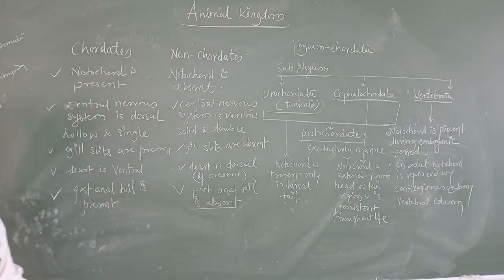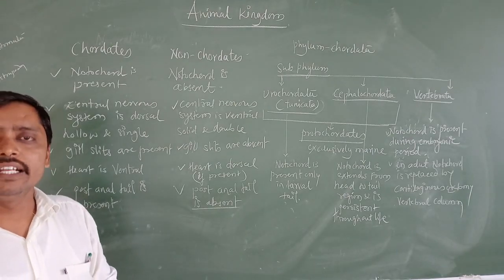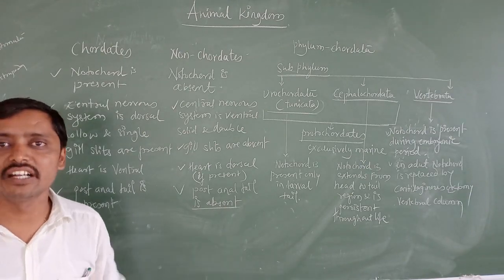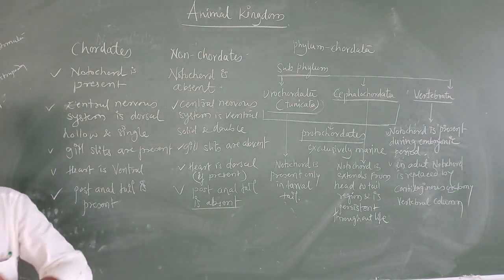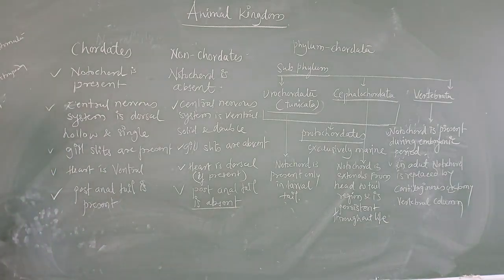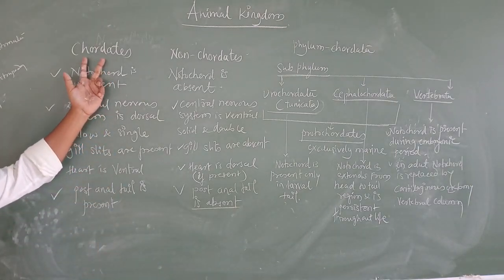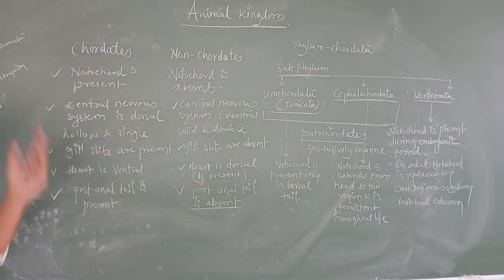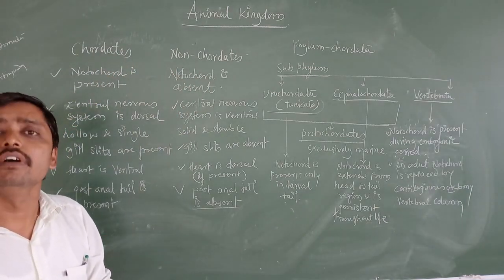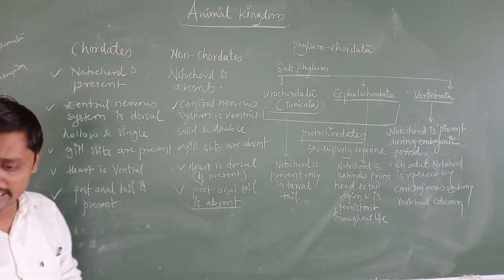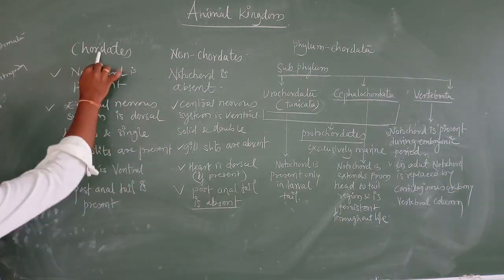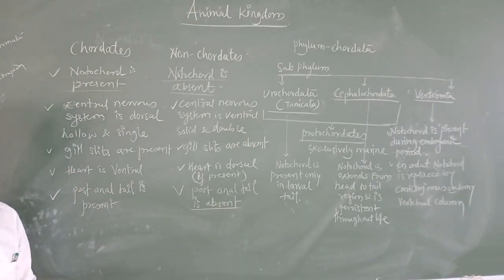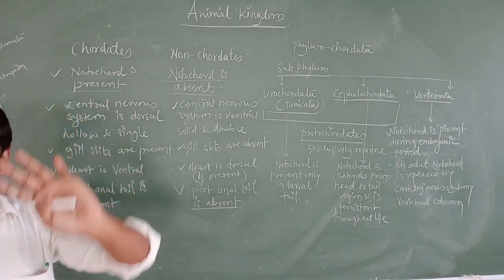You are going to write two or three characters which you studied yesterday in chordates, the basic fundamental characters. Those we are going to repeat here. First, we start with the differences between chordates and non-chordates. Yesterday we studied the fundamental characters of chordates, and there we wrote that notochord is present. So in chordates notochord is present, and in non-chordates notochord is absent. This is the first difference.